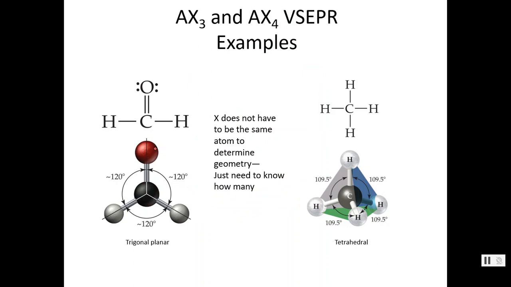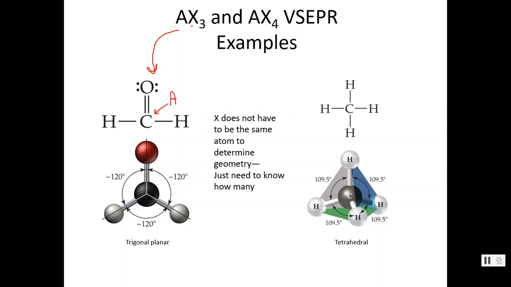Let's look at a few more shapes using VSEPR notations AX3 and AX4. So this molecule right here would be an example of AX3 notation, where A, my central atom, is carbon. So that would be my A.